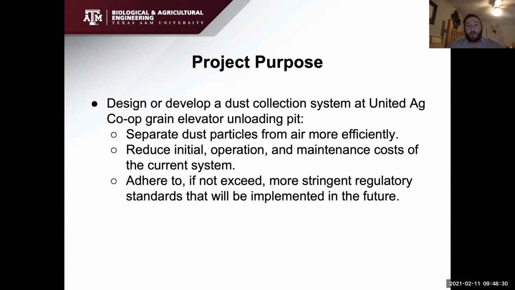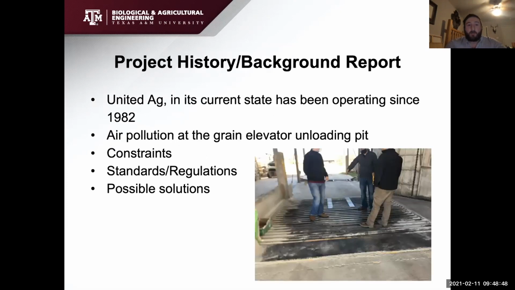The big thing for grain elevators across the nation is that anytime they have a change, they're trying to make it adhere to current standards, and if not exceed future standards that will be more stringent. That way, they don't have to invest more money 5 years down the road, say. United Ag has been operating since 1982. They've made multiple projects and leaps to adhere to current and standard regulations, and they've been really on top of the ball as far as making sure that their current standard will also adhere to future guidelines as well.